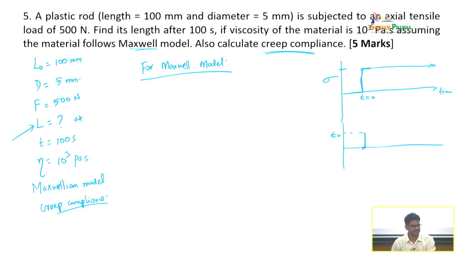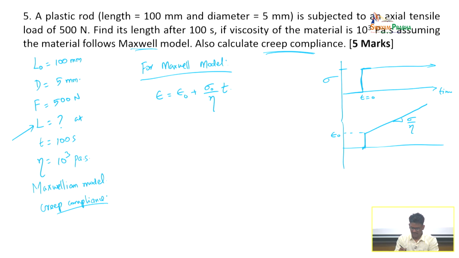And what would the viscous response be? It would increase linearly with the slope of sigma by eta. So, for the Maxwell model, the creep response would be epsilon naught plus sigma naught by eta times t. This equation you have to remember. If you do not remember it, you can derive it also. You write the Maxwell model and then say stress is constant, integrate over time, and you will get this equation. We derived this equation in the class also.